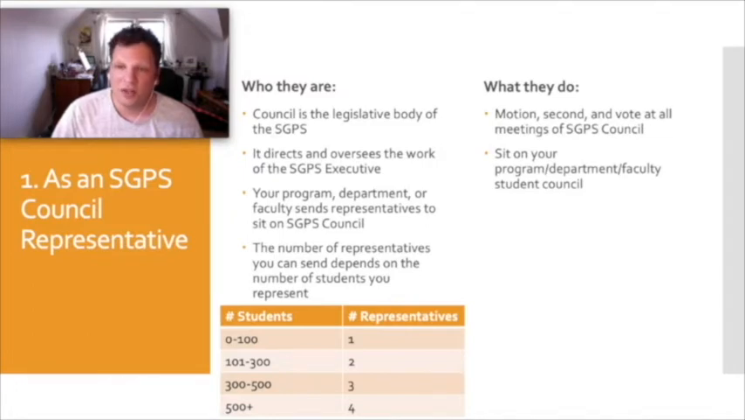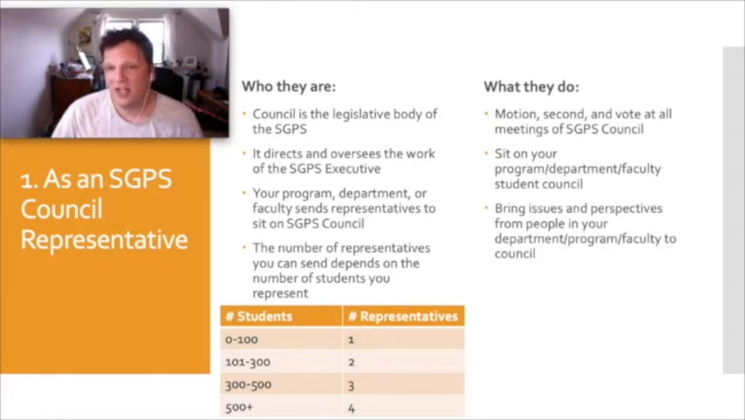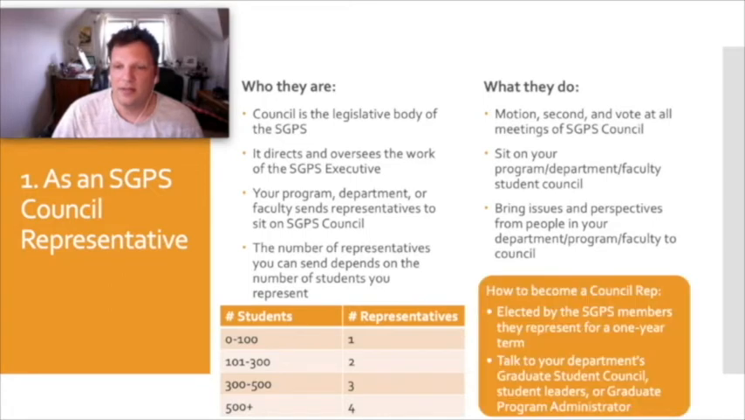You also sit on your program, department, or faculty student council and relay information from the SGPS to people in your program, department, or faculty. And vice versa, you bring issues and perspectives from people in your department, program, and faculty to council and vote with these issues and perspectives in mind. If you're interested in becoming a council rep, these are elected positions. You're elected for a 1-year term, and the people who vote are the people that you represent directly. So if you're a geography graduate student, other geography graduate students would vote for you.